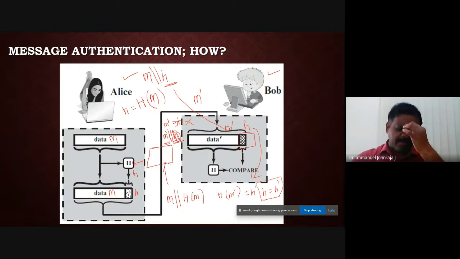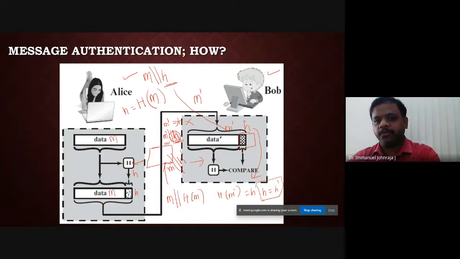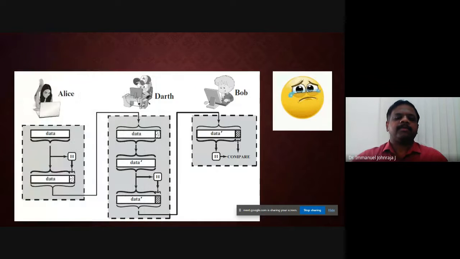Now we all should have a difficulty here. What is the difficulty? Sir, what will happen if he is able to create another message called M dash and create another hash called H dash? He combines these two and sends them across. Is it possible? It is very well possible, right? So if you have got that question, you are on the right track. That is the problem here. All right, so that's the problem here.